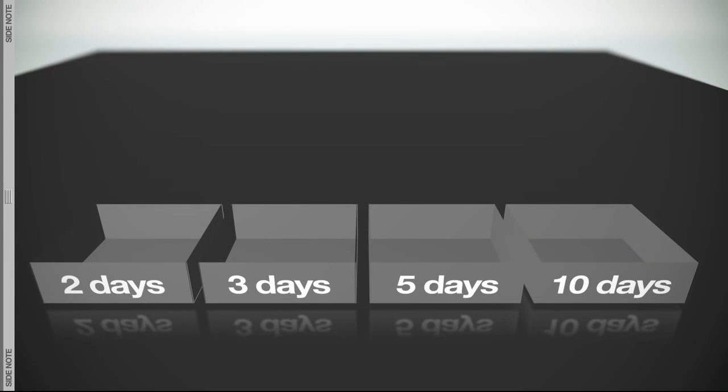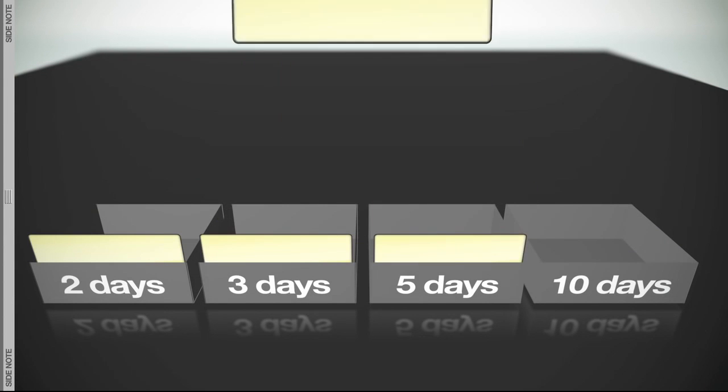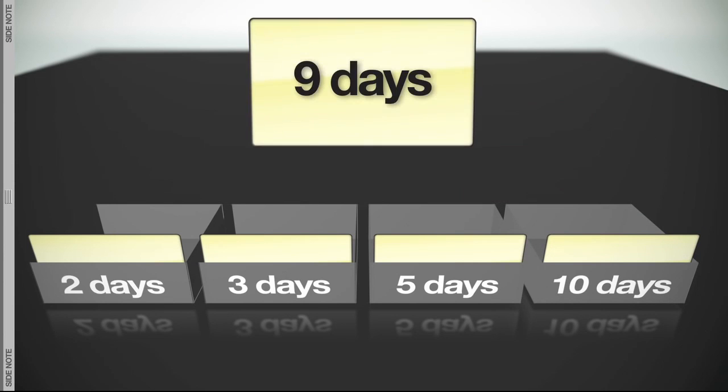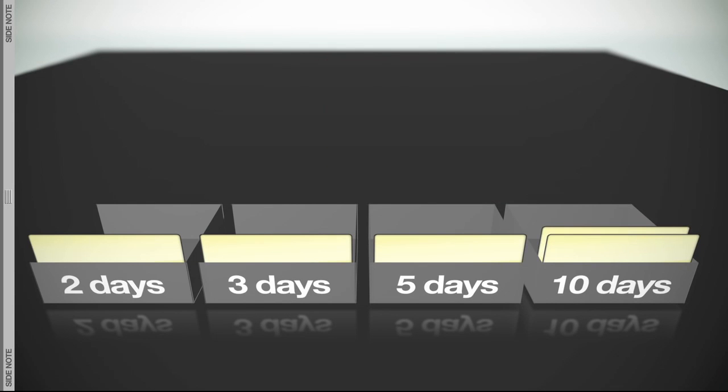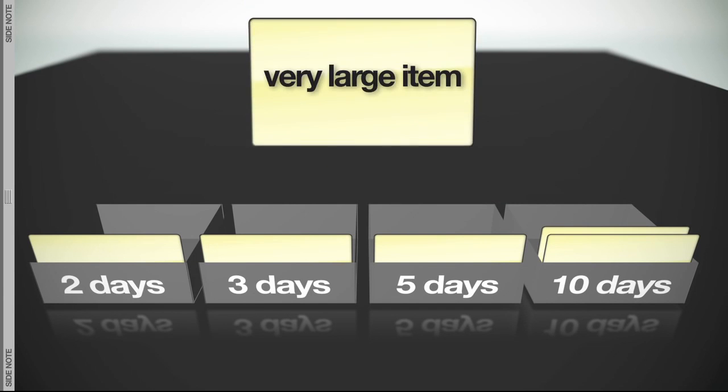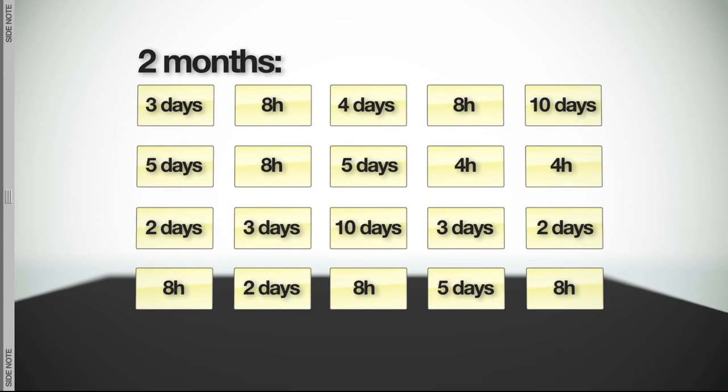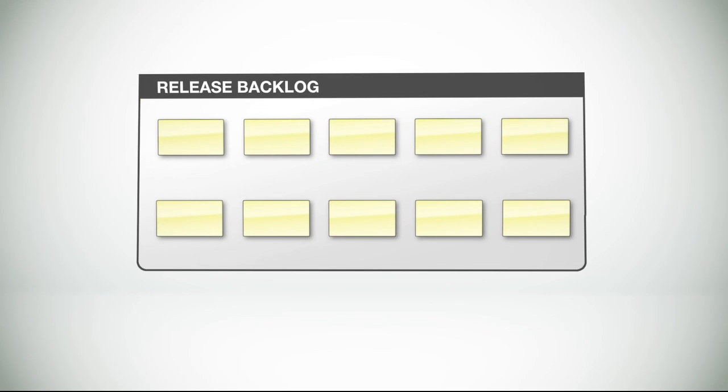Larger items will be estimated as 2 days, 3 days, 5 days, or 10 days. Again, all estimates in between will fall into the next larger bucket. Extremely large items are similarly estimated in months, 1, 2, 3, or 6 months. But the reality is that such items will need to be broken down substantially before work actually begins. We'll come back to these estimates in just a minute. But for now, let's get back to this, the release backlog.